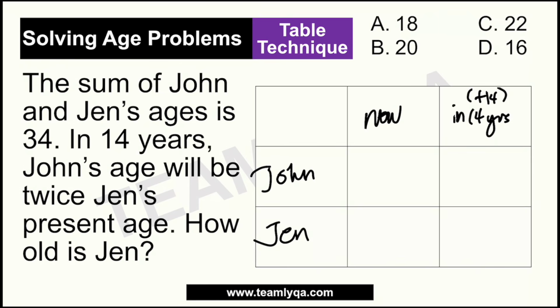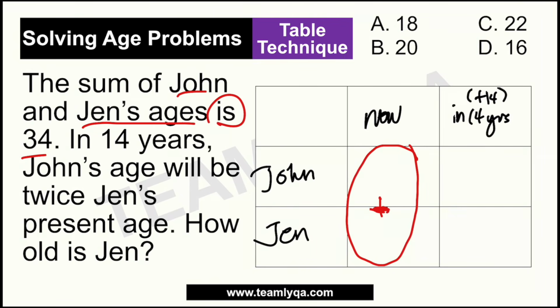Okay? Now, drawing natin yung table, ang sabi, the sum of John and Jen's ages is 34. Dahil is yan, ibig sabihin that happened in the present. So, ibig sabihin ito daw, pag pinagsama ko sila, ang lalabas dapat maging 34. So, again, that's a great way for us to fill in yung mga nawawala dun sa mga boxes.